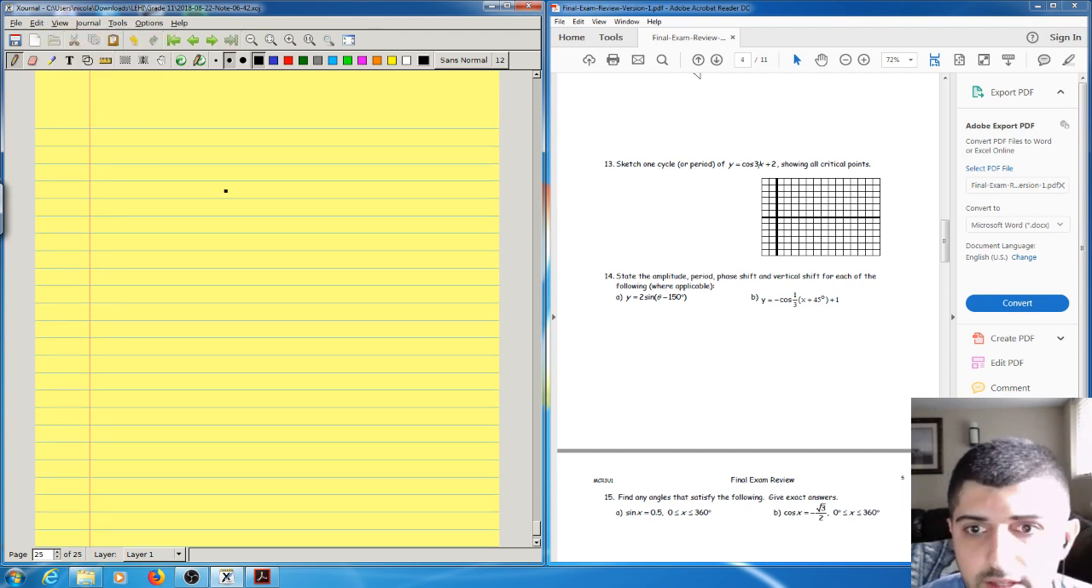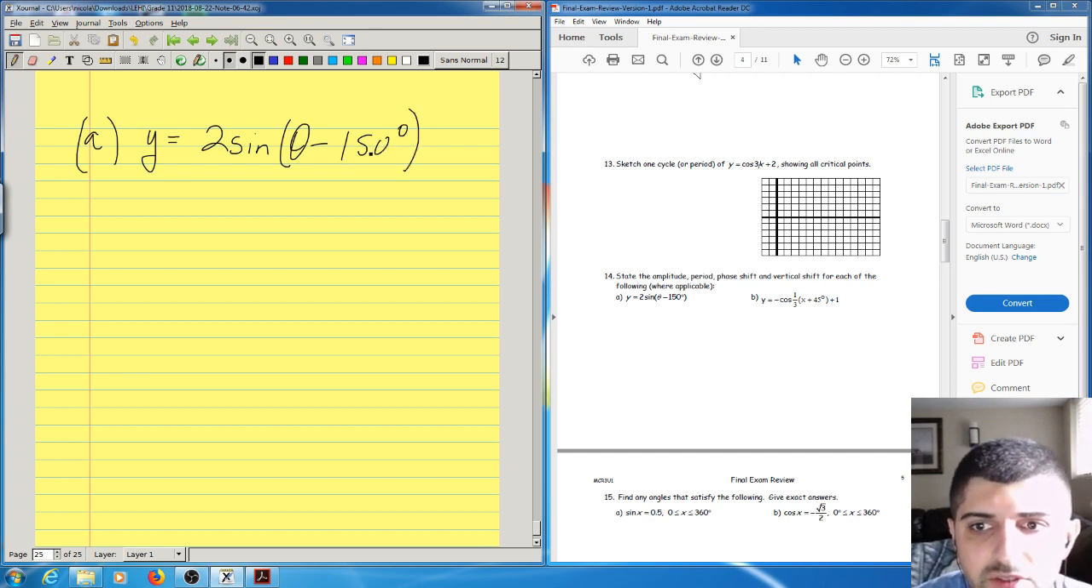Next page. So we've got y equals 2 sine of theta. Now theta and x, or whatever angle letter you're using, it doesn't matter. It means the same thing. Now state the amplitude. The amplitude is generally the number in front. So amplitude equals 2.